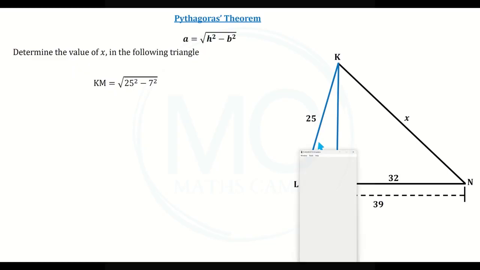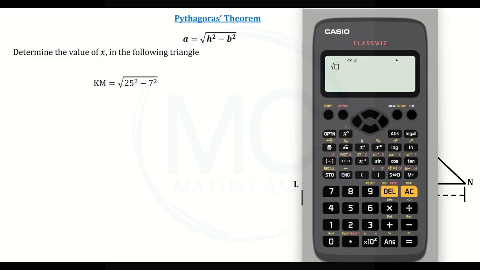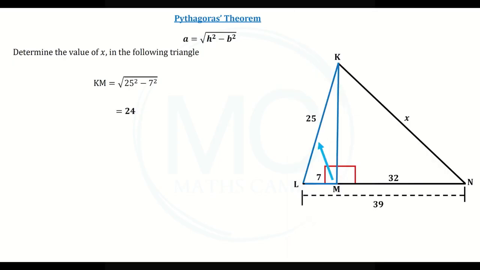Now we can take our calculator and we say the square root of 25 squared minus 7 squared is equal to 24. This is the length of KM. Now we can make some space and take out the blue triangle. We just found that KM is 24 units long. So let's put this into our diagram. Now we have the length of MN and the length of KM. So now we can solve for x.